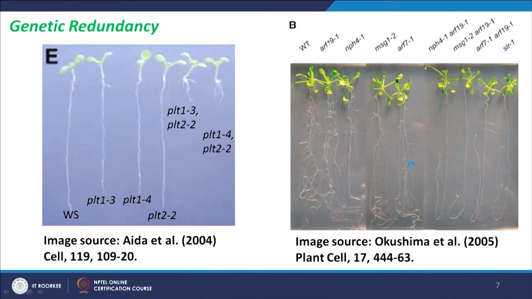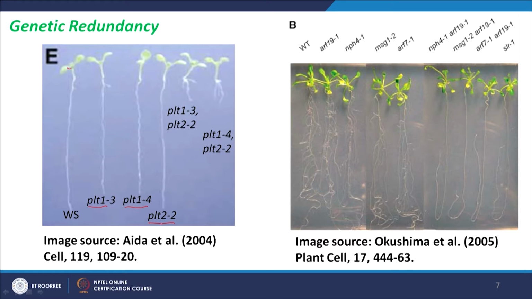So, for example, if you look, this is a wild type plant and this is plethora. Plethoras are AP2 domain containing transcription factors, a very important class of transcription factors which regulates meristem function, stem cell maintenance, as well as flowering. But here I am showing the effect in the root apical meristem. If you mutate plethora 1, these are two different mutants of plethora 1, you do not see a significant defect in the root growth.